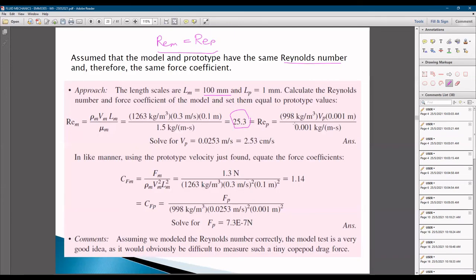So from there, you can further calculate what is the speed experienced by the creature itself. This is the speed that you want to know, right? So you solve for Vp. So you get 2.53 centimeters per second.